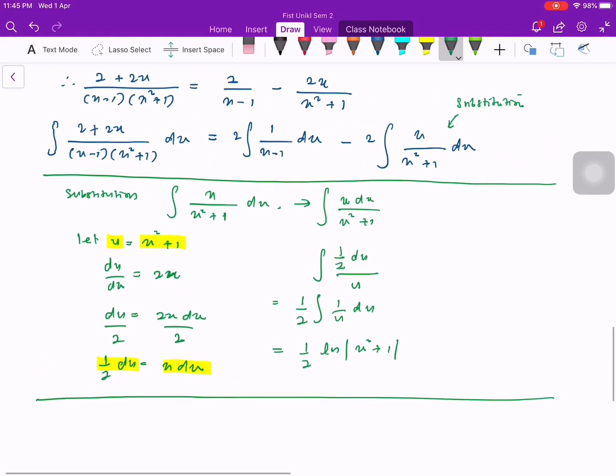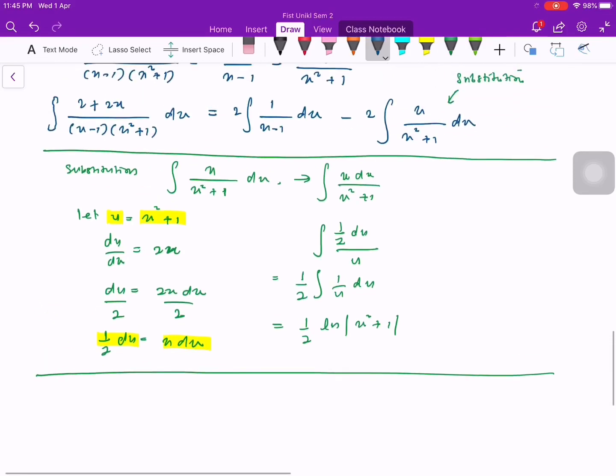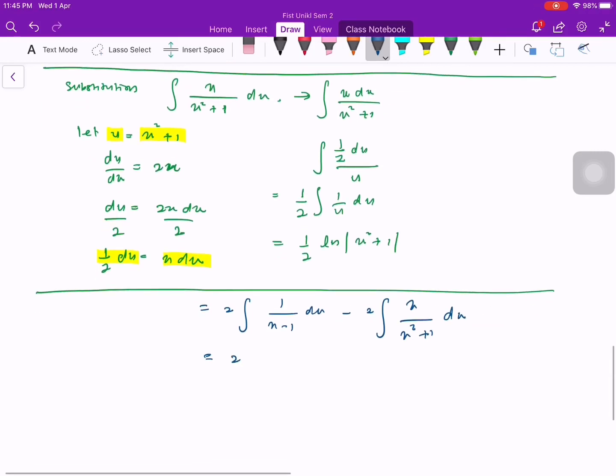with the integrations. Okay, so saya sambung balik yang atas tadi, which is we have integral of 2 times with 1 over x minus 1 dx, minus with 2 integral of x over x squared plus 1 dx. Okay, so this one we're supposed to have 2 ln absolute x minus 1 minus with 2, so we have half times with ln absolute x squared plus 1, okay, plus with arbitrary constant c. So this answer is coming from the substitution that we just done here.